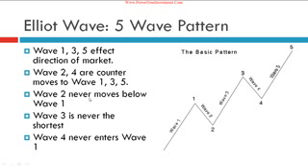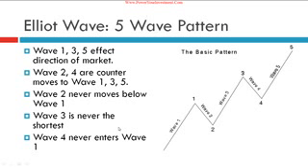So let us revisit the first rule. That is, wave 2 never moves below the start of wave 1. Now the low of wave 1 is here. Look at the mouse pointer. And the low of wave 2 is here. What this rule means is that the low of wave 2 cannot be lower than the low of wave 1. Wave 2 can retrace entirely up to the low of wave 1 and still classify as a wave 2, but it cannot at any cost move down.